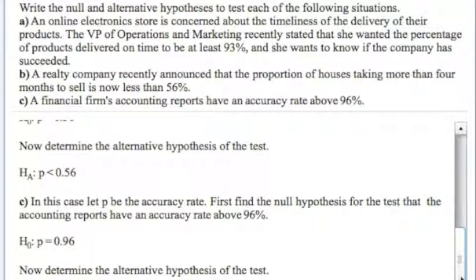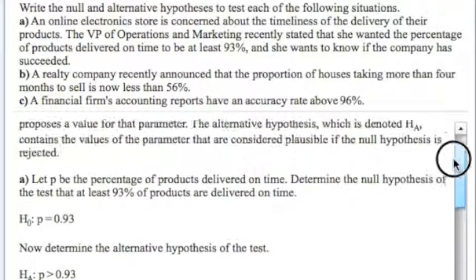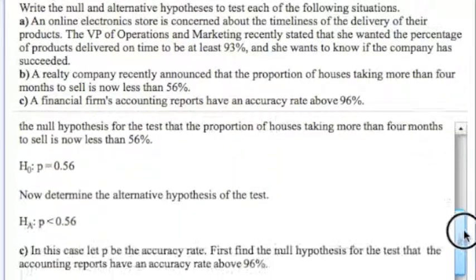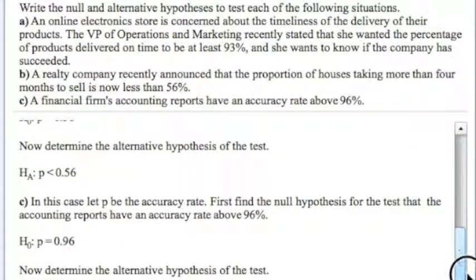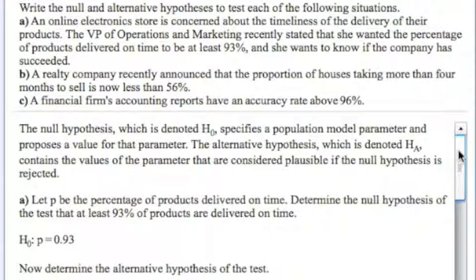A couple of generalizations: the null hypothesis always has the equal sign, and the alternative always takes a direction above or below, or in some cases it can actually go both above and below. Alright, so this is just a quick example, and this should help you with some of the questions that you may have.